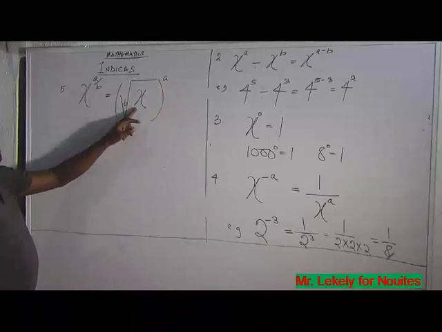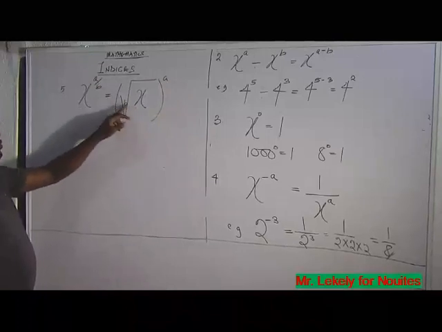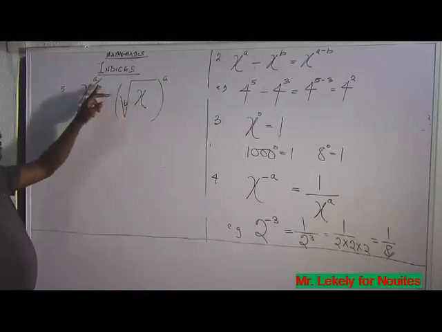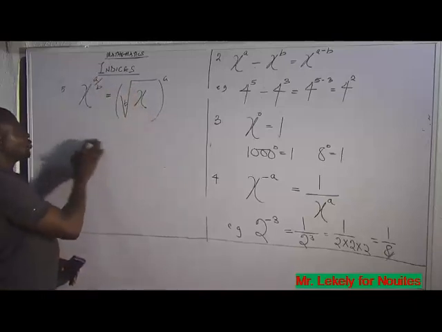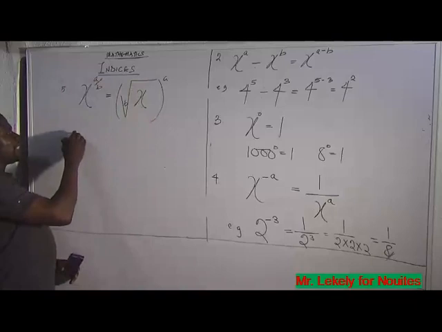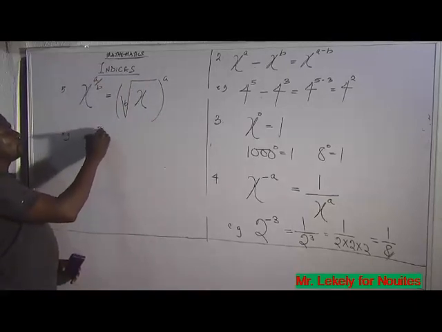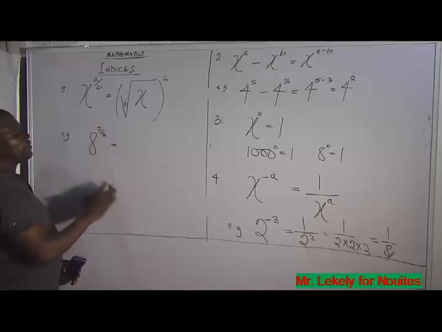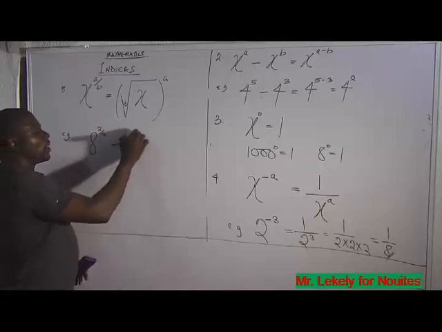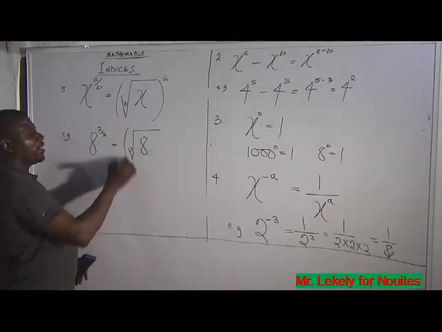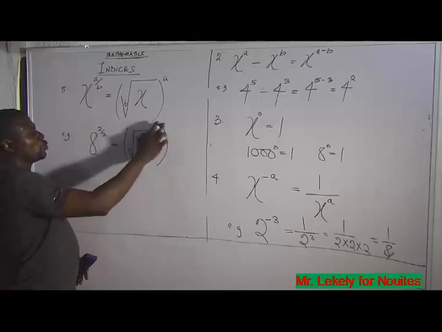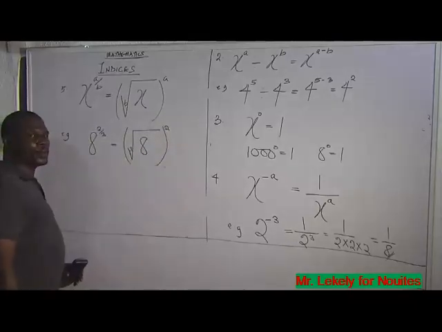The line will change to root, the x will come inside, b will be here, and a will go up. So look at how to apply that. Let's say, for example, that I have 8 raised to power 2 over 3. That will now be root. This line will change to root. 8 will come inside. Put the 3 here, and then put the 2 on top.